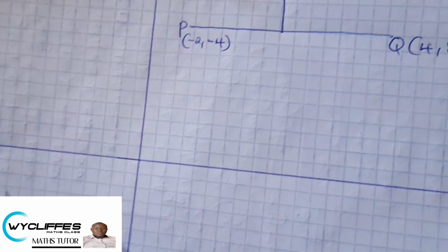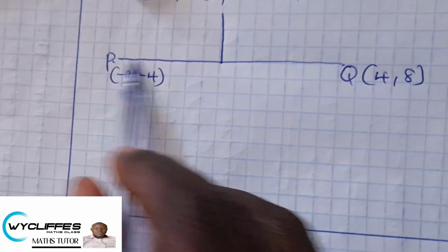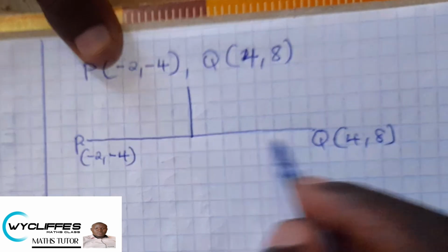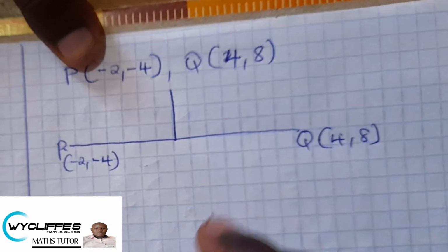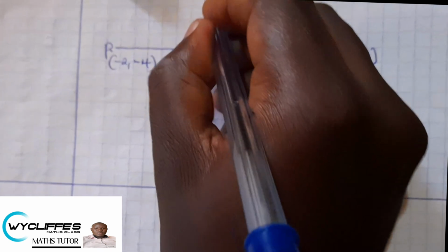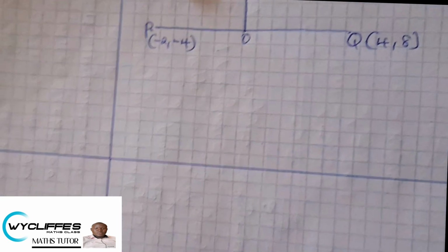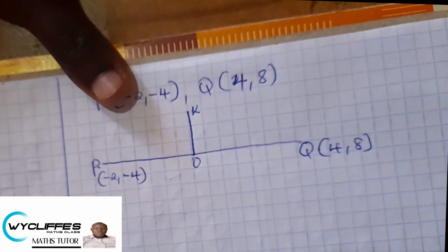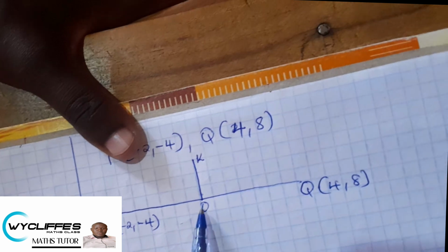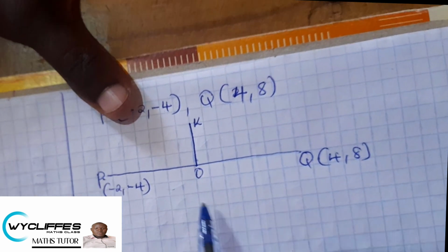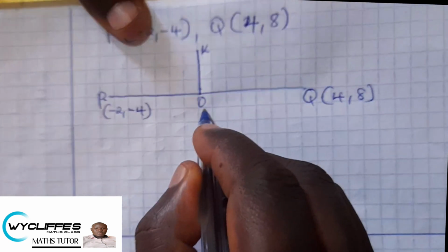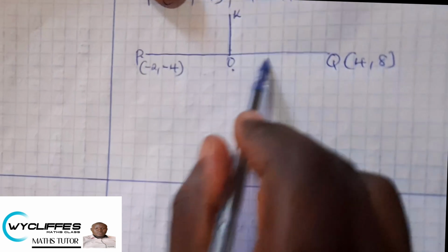A perpendicular bisector is a line which divides another line into two equal halves. So it should be at the center of our line PQ. Let us name this perpendicular bisector KO. The line KO is our perpendicular bisector. To find its equation, first we must find the coordinates of point O, which is the midpoint of line PQ.